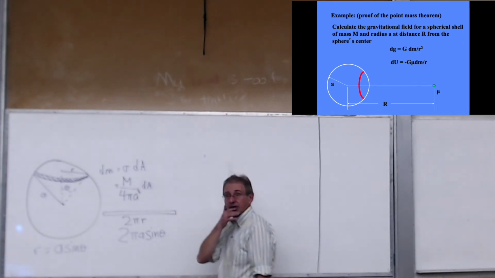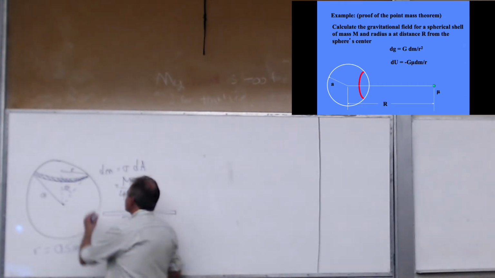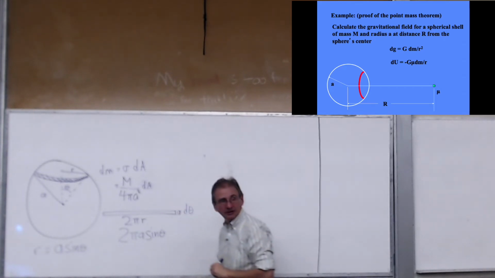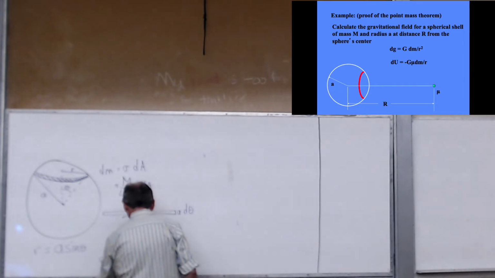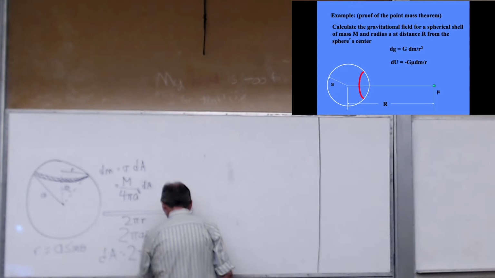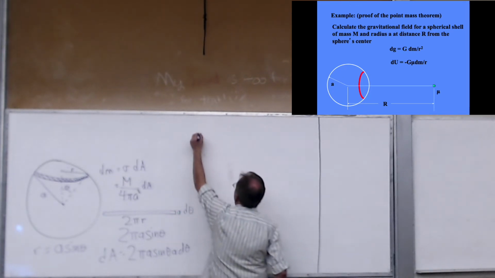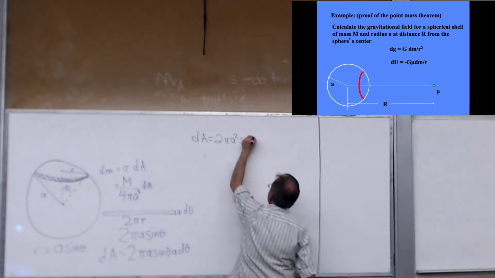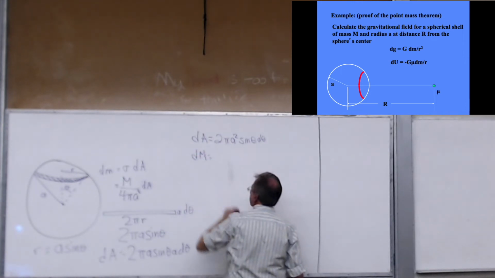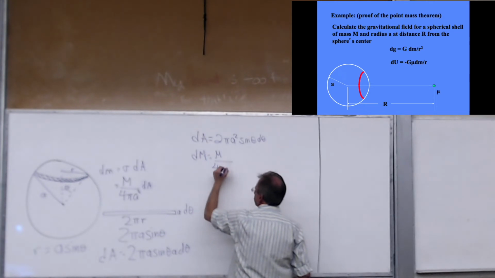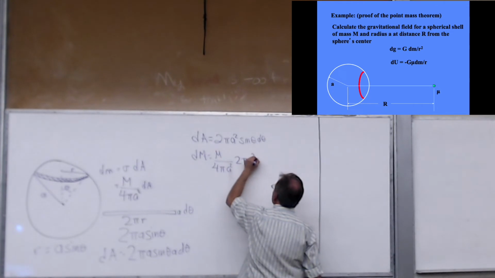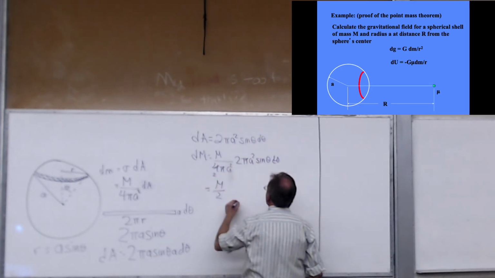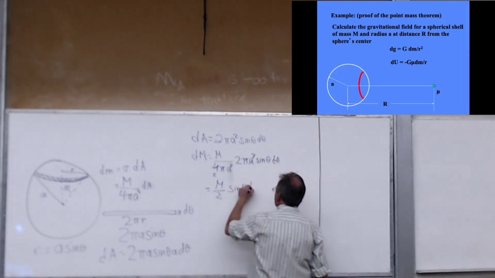How thick is this piece? Well, this is an arc length, though, right? So it's going to be A d theta. So my dA is 2 pi A sine of theta, A d theta. Let me rearrange dA. It is 2 pi A squared sine of theta d theta, and that's my dm.